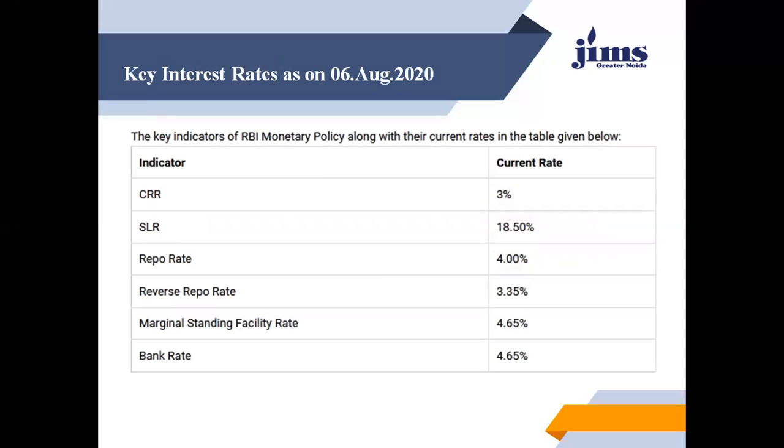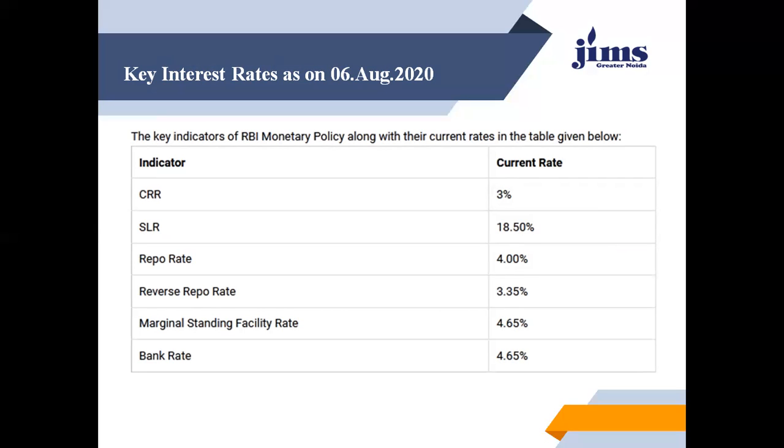These are the key interest rates as on 6th of August 2020. CRR is 3%. It has been reduced in view of COVID-19. Earlier it was 4%. SLR has been reduced to 18.50. Earlier it was 20. And both these ratios have been reduced as a part of monetary policy in order to give higher liquidity to the commercial banks so that they can lend more and more.